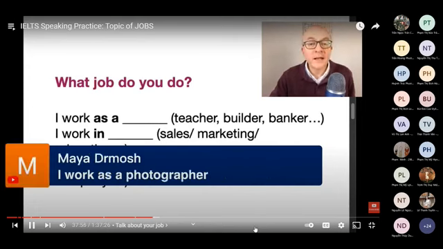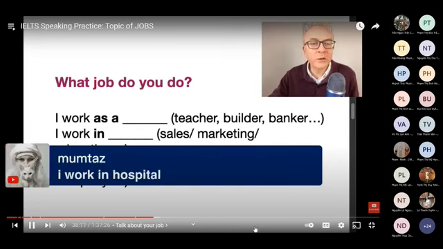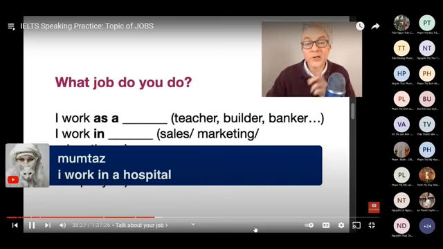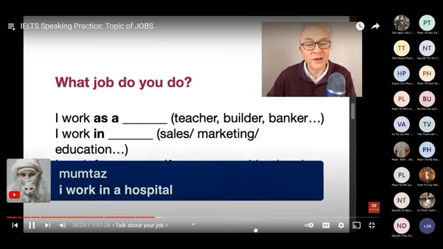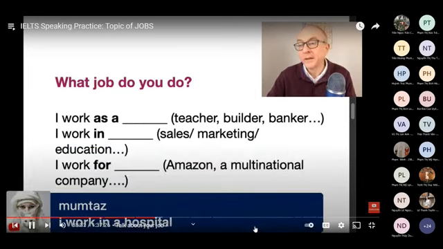Nice. Maya, I work as a photographer. Maya, I need somebody to take some photos for me. Can you come over to Spain and do a photo shoot for me, please? Great. Mumtaz, I work in hospital. Oh, now hospital is a place, right? It's a place, not a field. So if it's a place, you need a. I work in a hospital, right? So that is really good, Mumtaz, because that will help us just clarify. Let me just take you down, right?